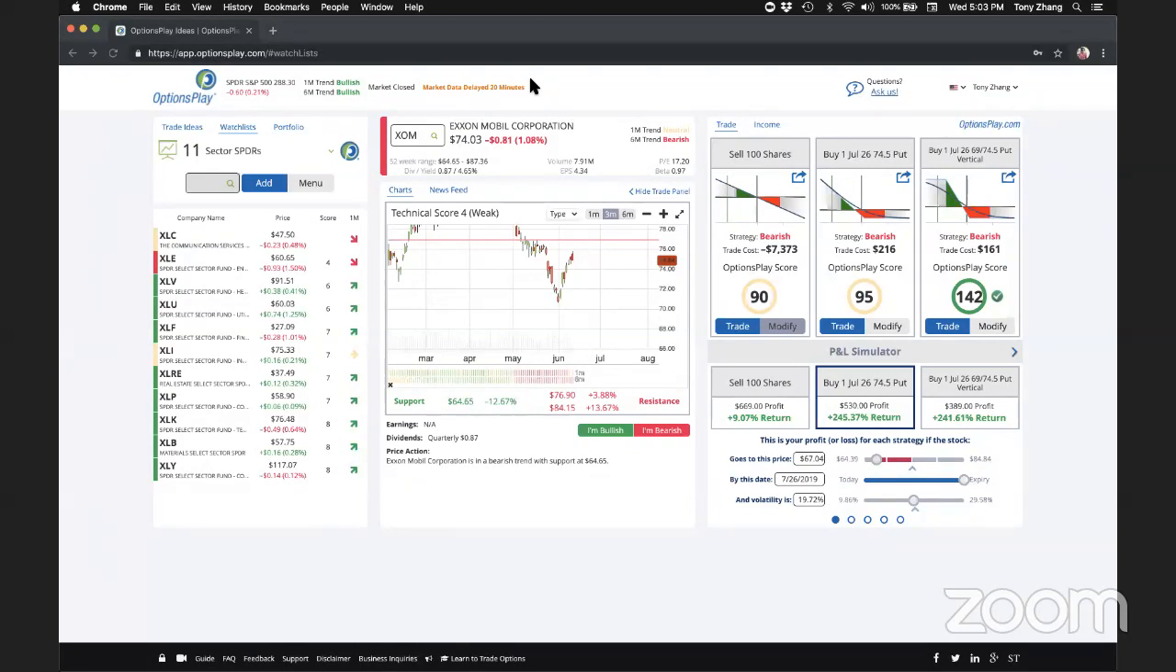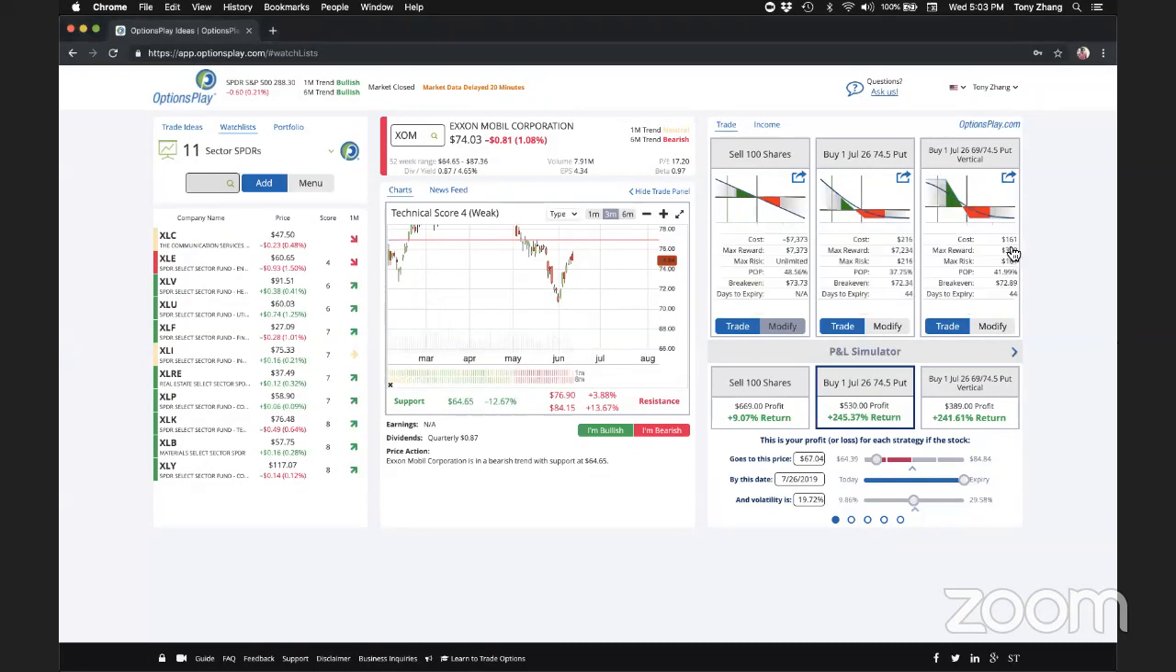Roger's saying, what variables go into the options play score? The options play score calculates all of these things. It looks at your max reward, it looks at your max risk, looks at probability of profit, the probability of making that max gain, the probability of making that max loss. And those are the numbers that we crunch, because when you look at a page that looks like this, how can you tell whether the put looks better or the put vertical looks better from a risk reward perspective? You really can't. So that's why we crunch these numbers into a single number that you can actually read and understand.